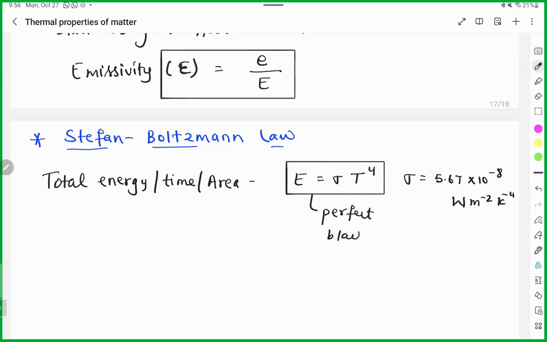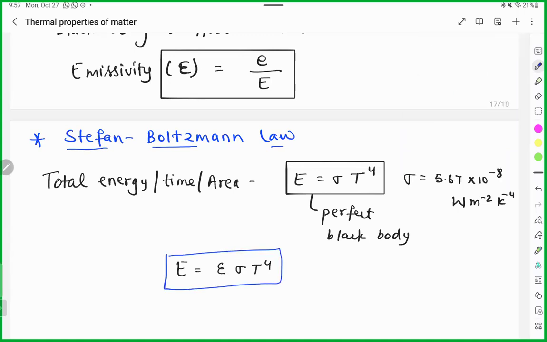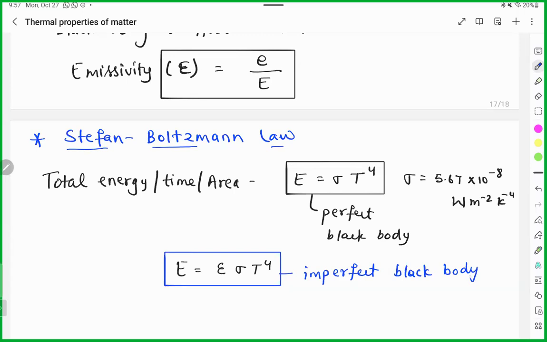but no body is a perfect black body. So in that case, total energy per unit time per unit area, you will consider emissivity. This is for the imperfect black body. First one was for the perfect black body, and this is for the imperfect black body because there is always emissivity from an imperfect black body, because a black body never emits anything. It will absorb each and every stuff.